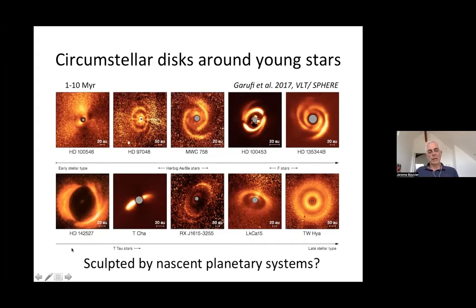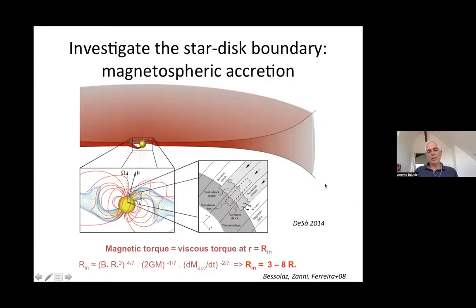And you see all these spiral arms, gaps, warps, whatever you want, you find in this disk. They are really structured, and the typical interpretation is that all these structures are sculpted by nascent planetary systems on a time scale of a few million years. So the full picture we have of young solar type stars are these large scale disks, in terms of astronomical units.